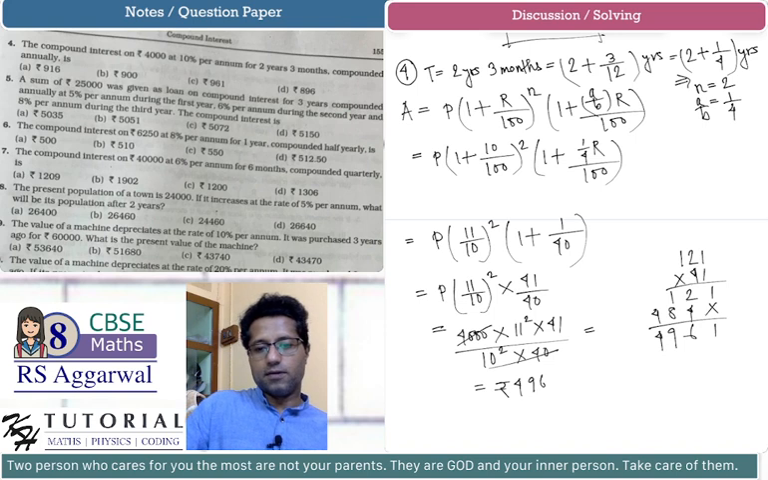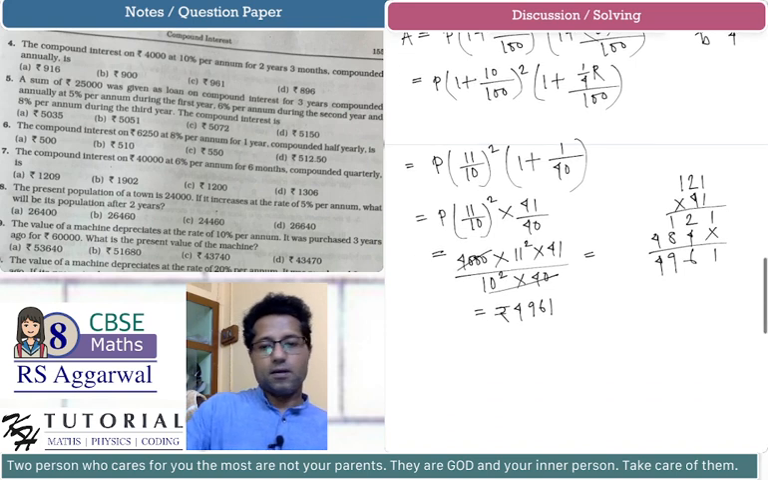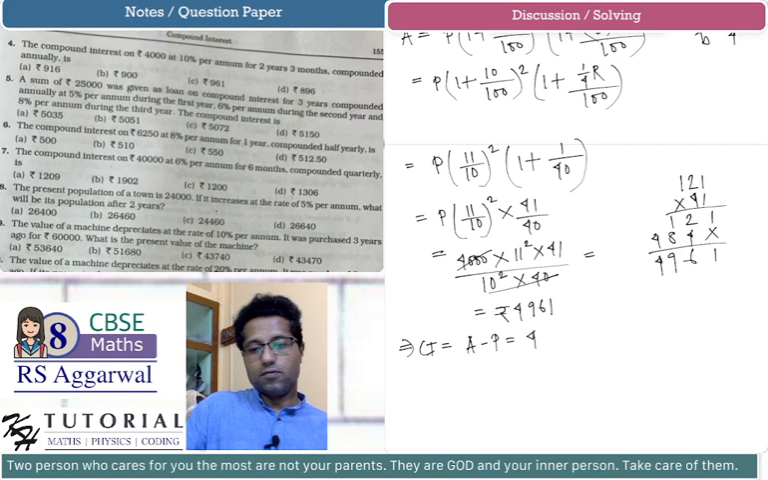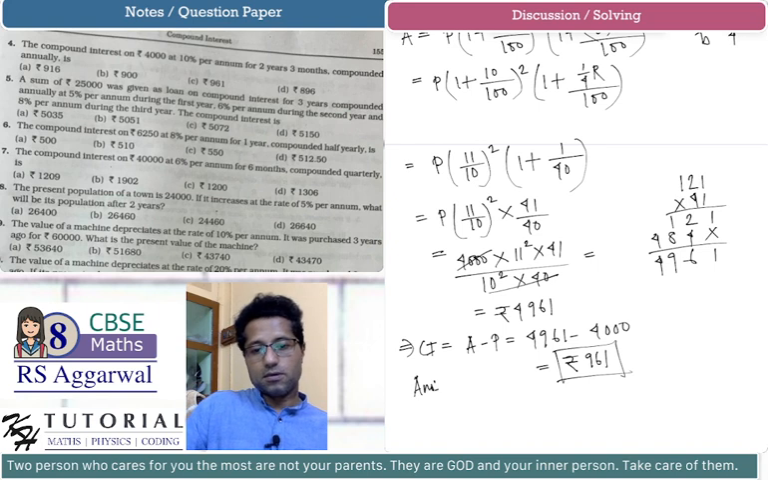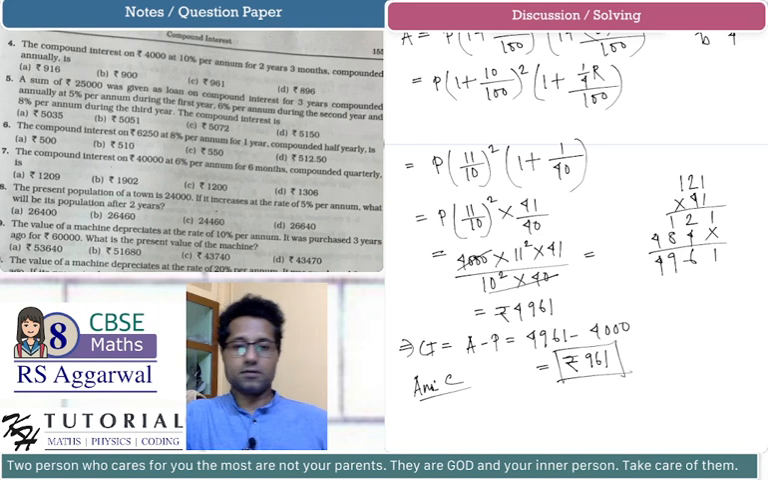4,961. So therefore the compound interest is equal to A minus P, which is equal to 4,961 minus 4,000. This is equal to rupees 961. Rupees 961 is the compound interest, and hence the correct choice is C.